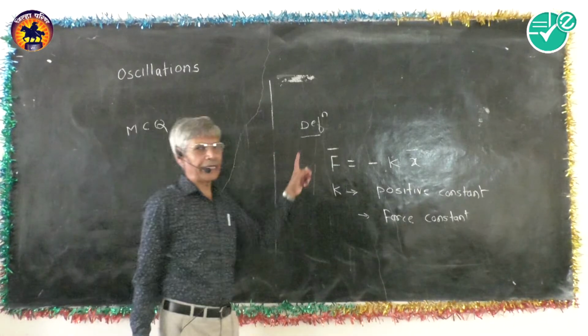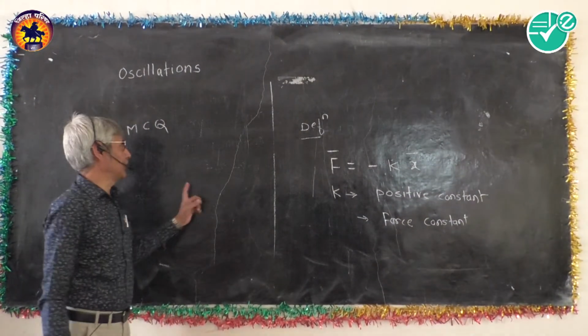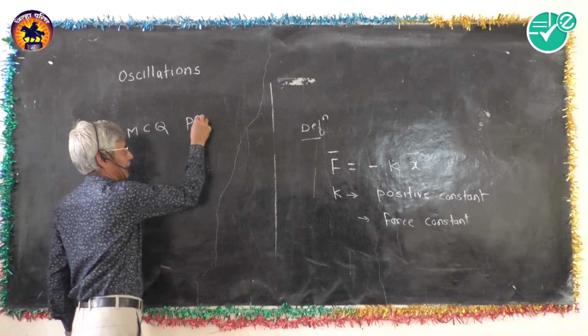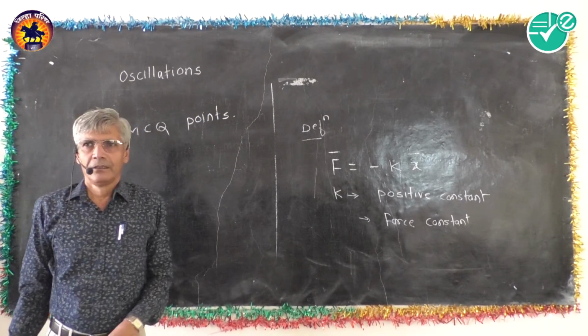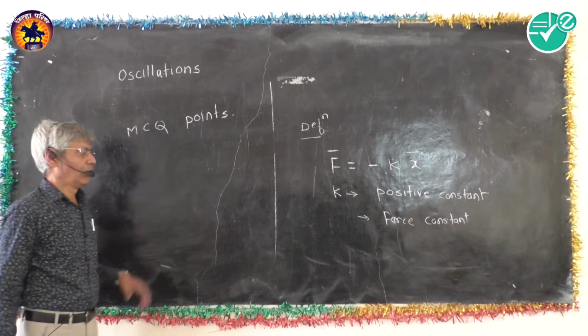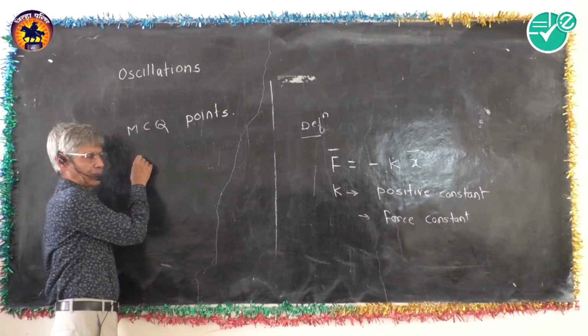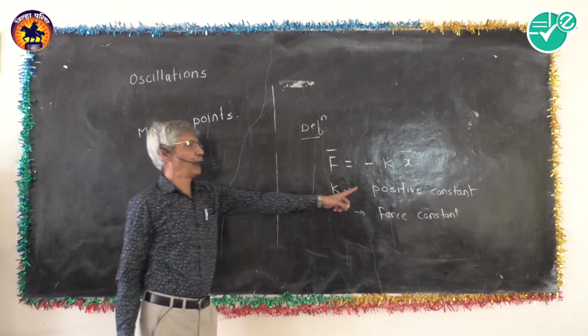This is the theoretical part related with the definition of the linearization. Now we will discuss some MCQ points of this equation, which are useful in solving the equation. The first thing is the proportionality constant K is a positive constant.